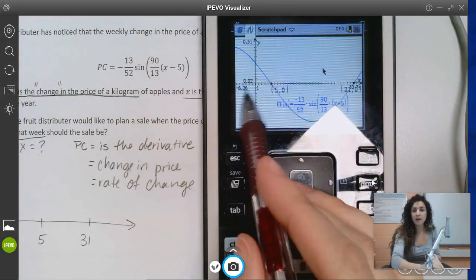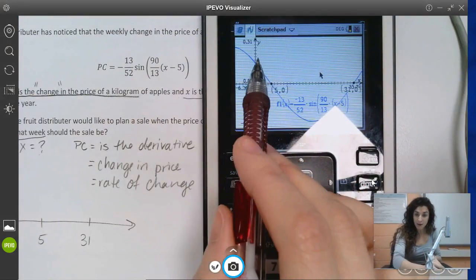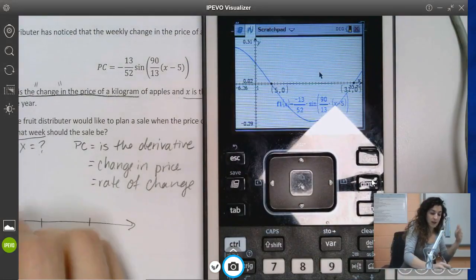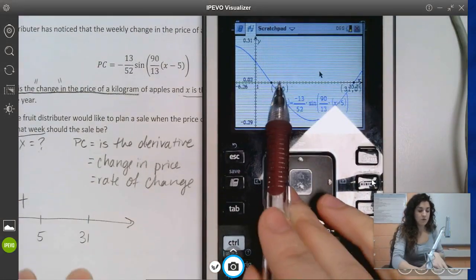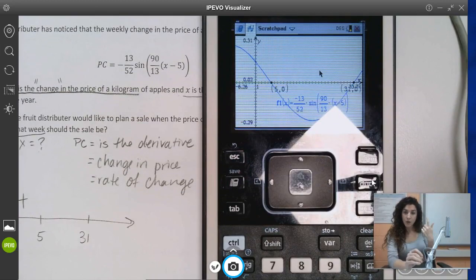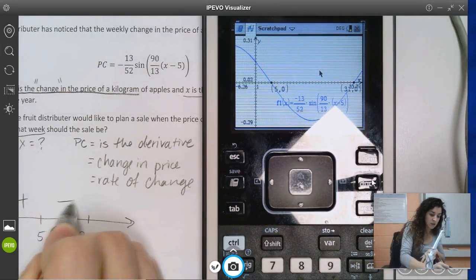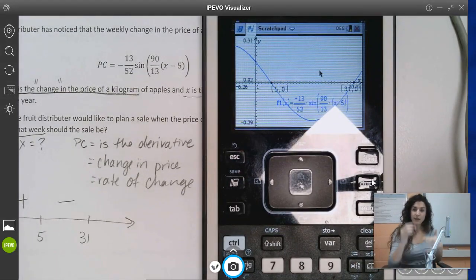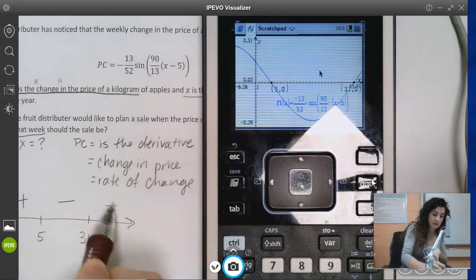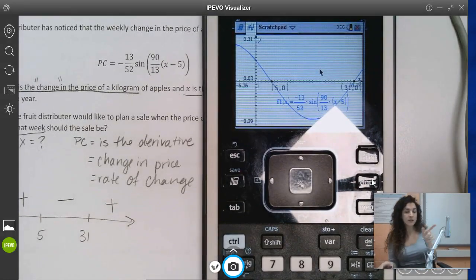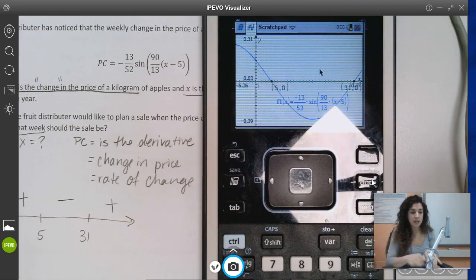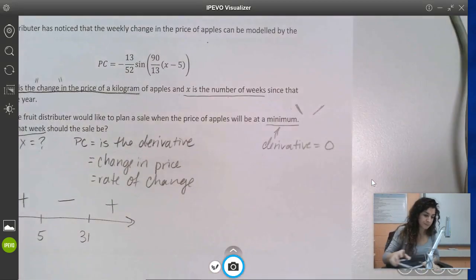Okay, so below 5, we know that the derivative is above the x-axis, so it is positive. Between 5 and 31, it's below the x-axis. So that means that the slope of the original function is negative. After 31, it becomes positive again, and we stop there. We know sinusoidal functions are going to continue to intercept that x-axis, but that's okay. All we care about for right now is just this little window of time.